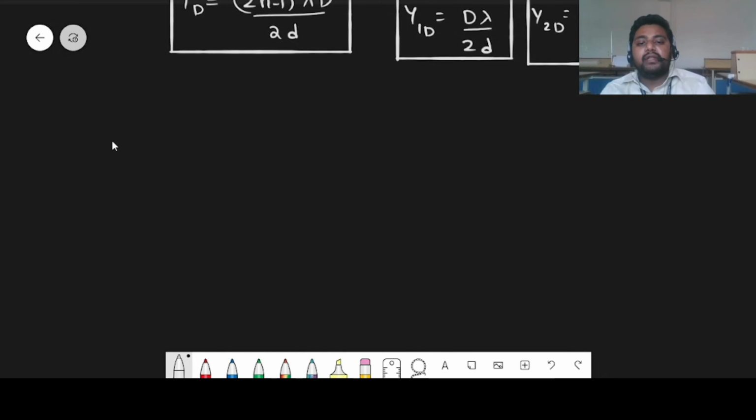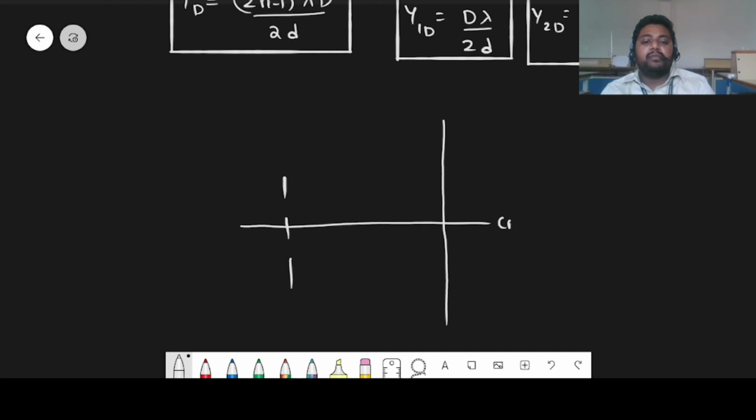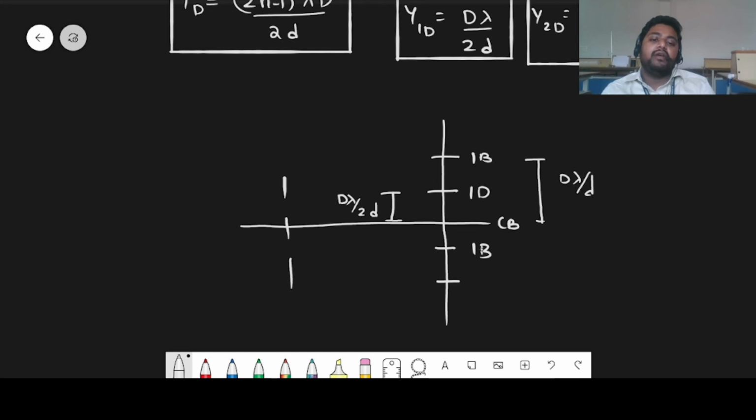So that means, let's say whenever there is a double slit, you will be having a central bright. After the central bright, you will have a first dark. After the first dark, the first bright, because the distance from here to here is D lambda by 2d, and the distance from here to here is D lambda by d. In the same way, 2D lambda by d, 3D lambda by 2d, in that way you will be getting, and the same dark and bright fringes will be forming on opposite sides of the central bright as well.